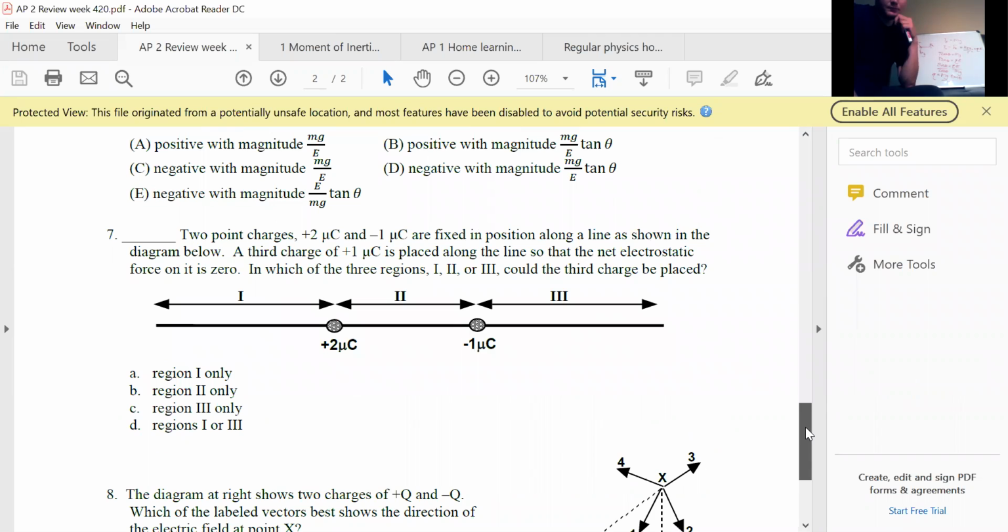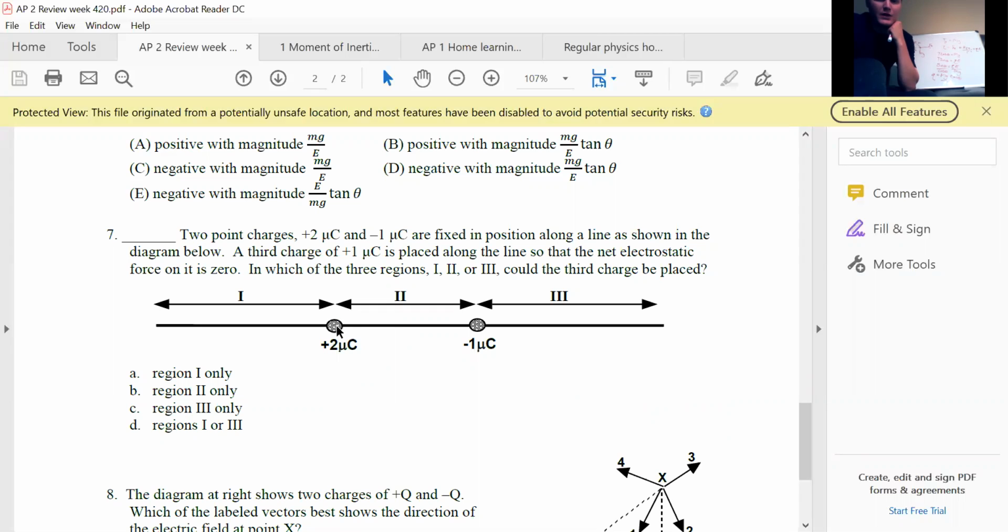All right, so number 7. Number 7 says we have 2 point charges, a +2 microcoulombs over here, a -1 microcoulomb over here. Where would you put it so that its electrostatic force is 0? Think about which way the electric field is going to point for each of these charges. In region 2, the electric field is going to point away, because remember the electric field points in the same direction that the electrostatic force points.